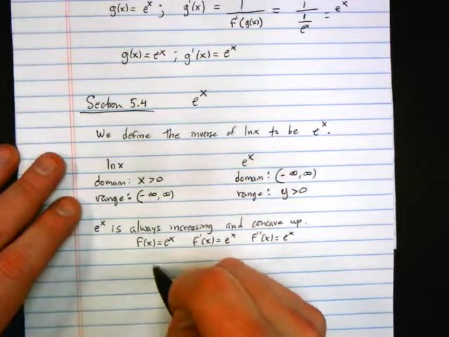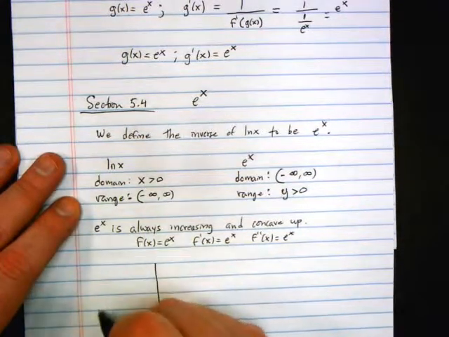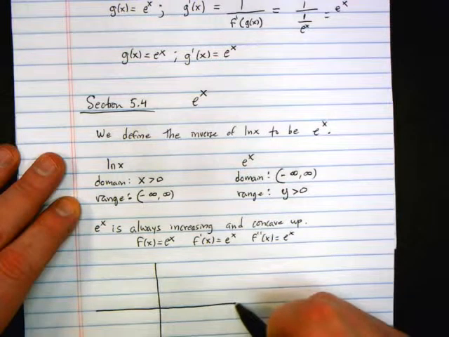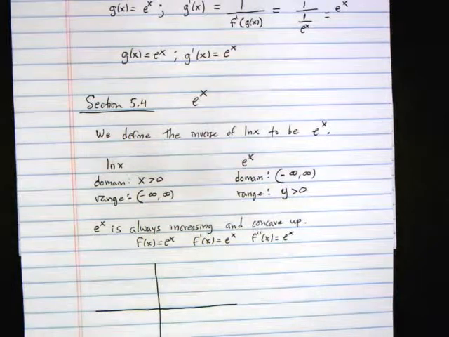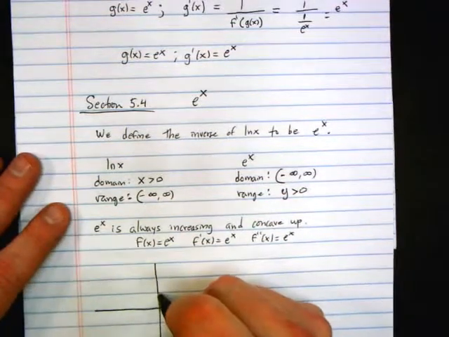All right, so from that information, we know some information about the graph. What does the graph of e to the x have to look like? The domain is all real numbers. We can only have positive values. It's got to be increasing and concave up. What could it look like? Kind of like the positive half of a parabola over here.